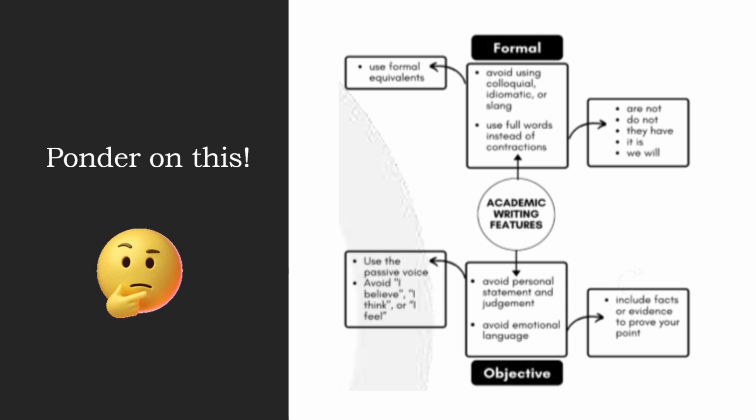And then, from sa formal, use formal equivalents, avoid using colloquial or idiomatic and slang, use full words instead of contractions, yung examples daw ay are not, do not, they have, etc. And then for objectivity or for pagiging objective, use the passive voice, avoid I believe, I think, I feel, bawal daw yon. Avoid personal statement and judgment, avoid emotional language, include facts or evidence to prove your point. Okay? Dapat makatotohanan ang nakalagay sa iyong essay.